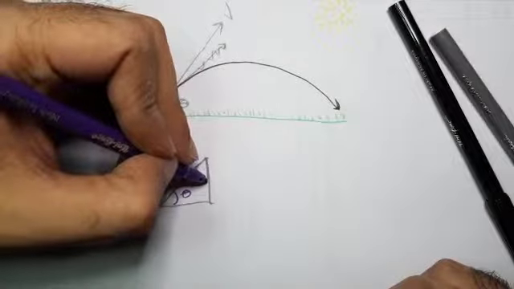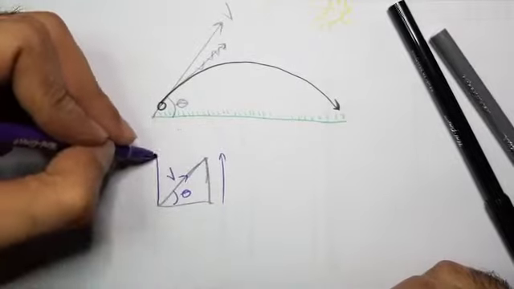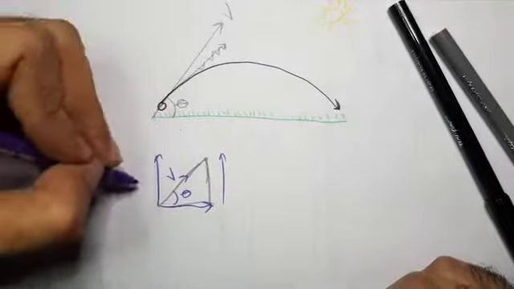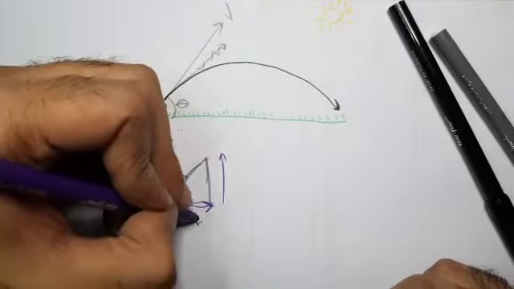So basically, this side represents the vertical component. This motion can be split into motion along this axis and this axis, right? You can split it along these two planes. This is the vertical, and this is the horizontal.